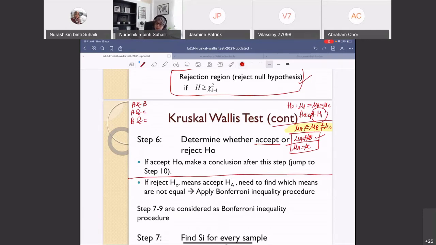There will not be a scenario where mu A equals mu B but not equal to mu C, right? No. When you say the alternative hypothesis, I forgot to correct the definition. If you have two samples, it's quite straightforward. Mu A is not equal to mu B, isn't it? And that's it.